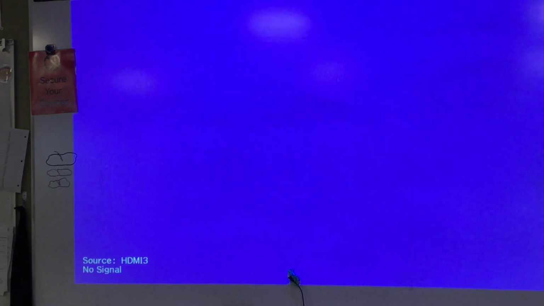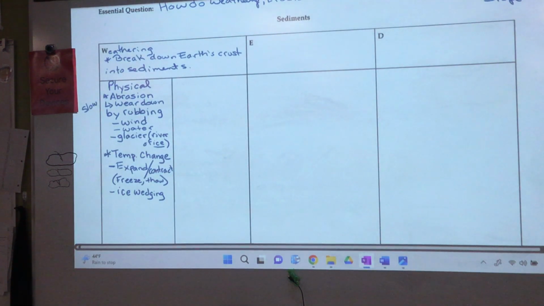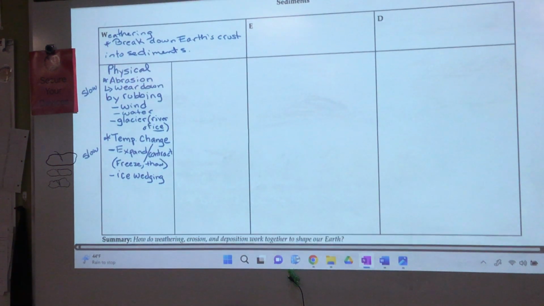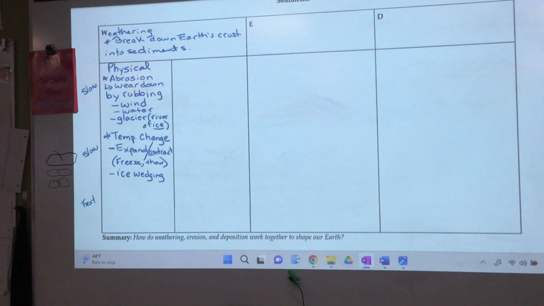All right, now, dang it. Abrasion is slow weathering, unless of course you're a little kid and you hurt yourself. Temperature change is what's known as slow weathering, but the next thing we're going to talk about is a little bit faster weathering. So I'm going to write fast down here. And in your readings, this would have been called accelerated weathering. So one of those examples would be an earthquake.